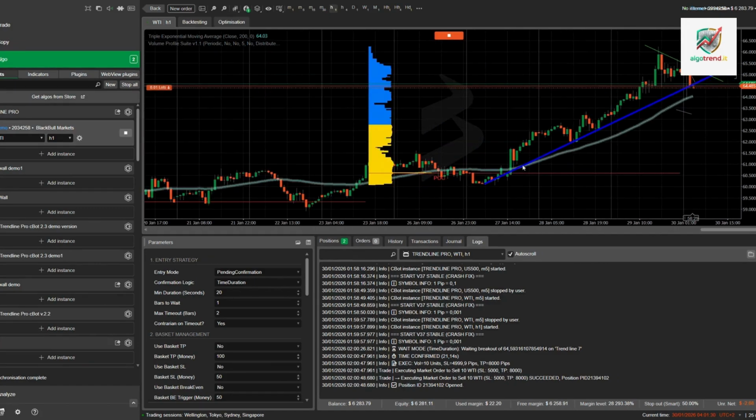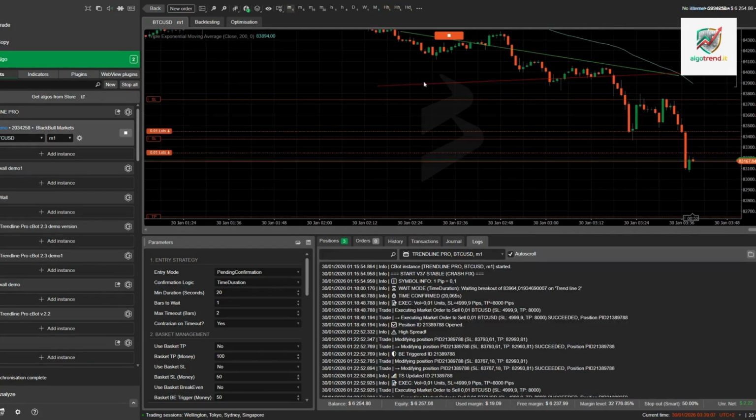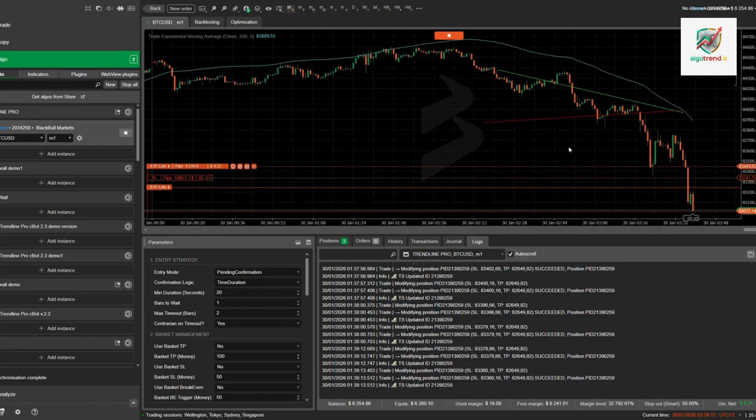By the way, how is our Bitcoin position doing? Here we go. After breaking the trend line, the price accelerated and has already reached a very good profit position.